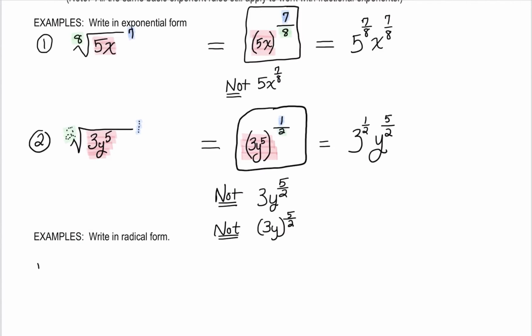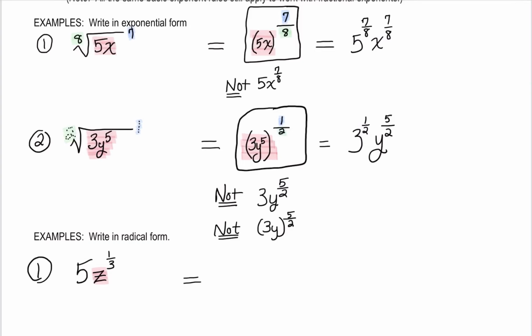All right, let's look at a couple going in reverse. So this time we're going to start with the rational exponent, and then we're going to go to radical form. So here we have 5z to the 1/3 power. The first thing you want to ask yourself here in reverse is what's being raised to that fractional exponent, because that is going to be what is underneath of your radical. And here, the exponent of the 1/3, that is only applying to the z.